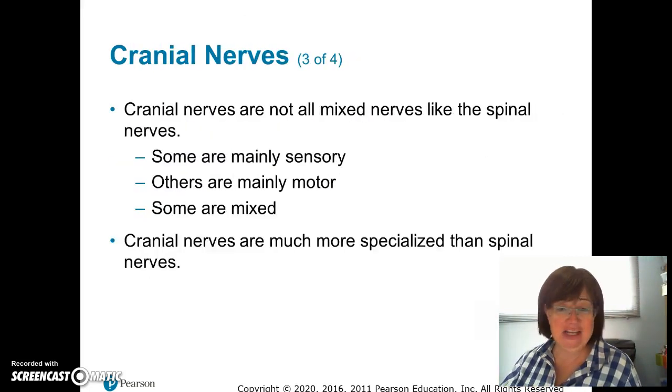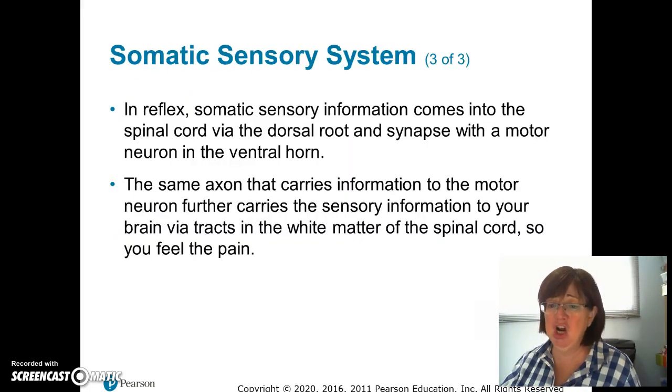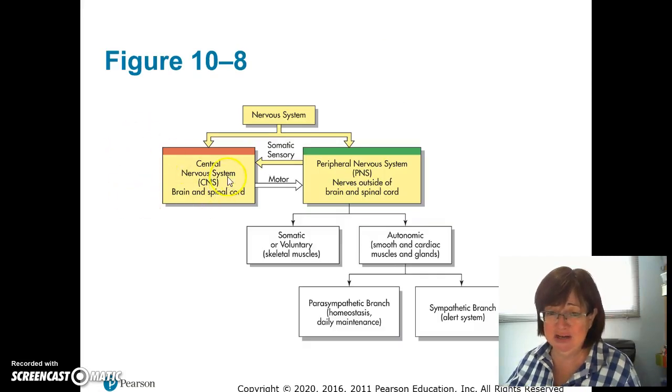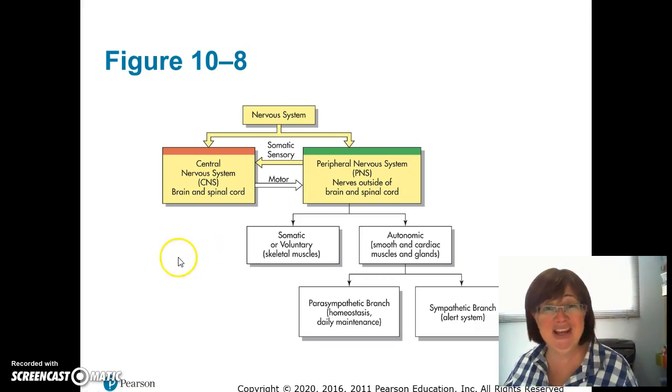Now, the last thing I want to look at is the autonomic nervous system. So we talked about the central nervous system, which is the brain and spinal cord. We talked about the peripheral nervous system, which is the outside of it. Now, I'm running out of time on this video, so I will finish off here and I will do a second video.